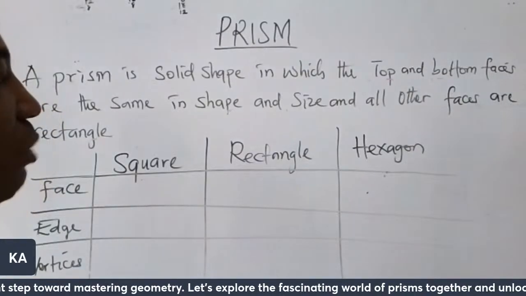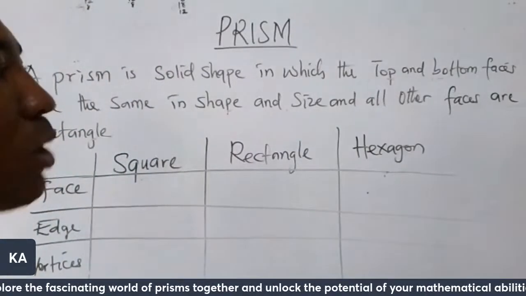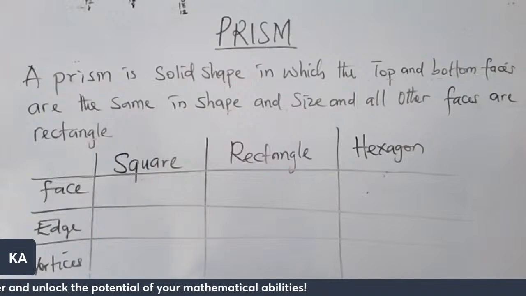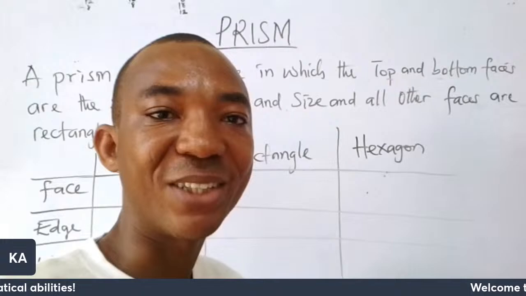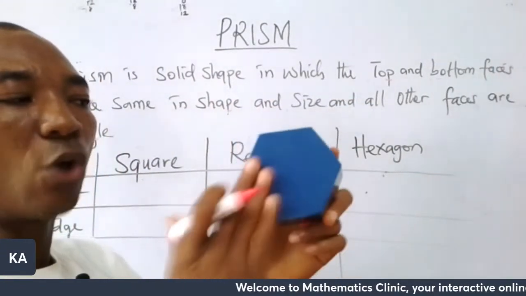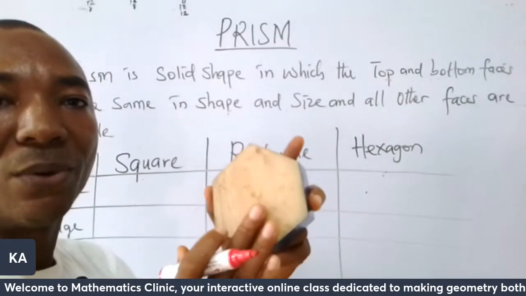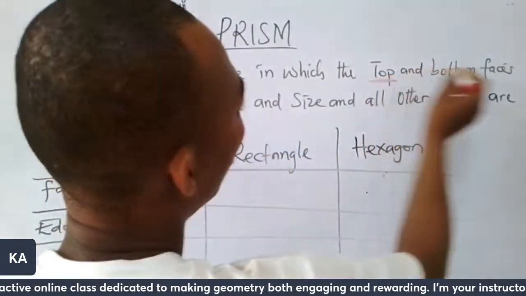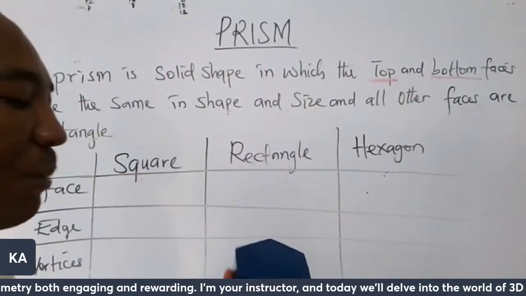Now, let's look at what we check before we can say an object is a prism. What do you look at before you can say a solid shape, or a three-dimensional shape, is a prism? Look at this one in my hand. You will have to look at the top. Can you see the top? The bottom too, they have the same shape, and also the same size. So the first thing you need to check is: what are the top and the bottom faces like?